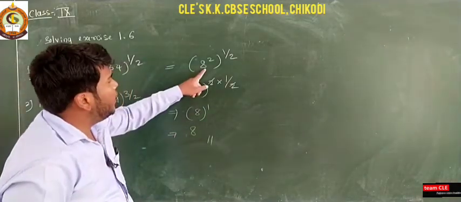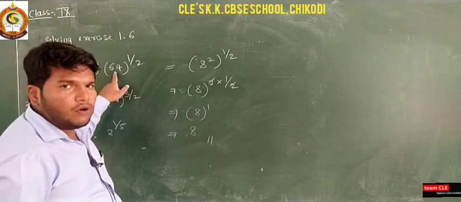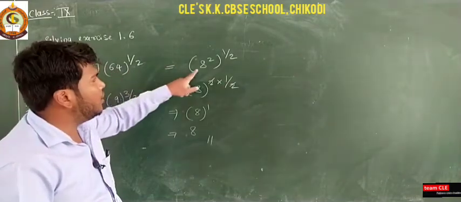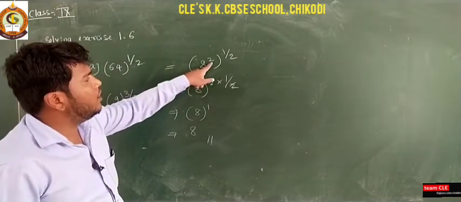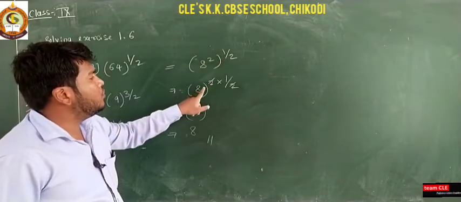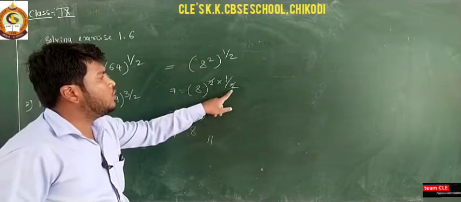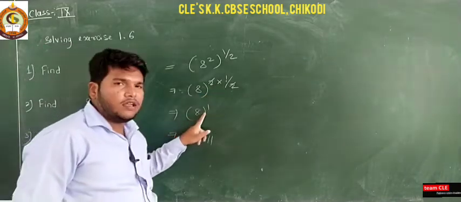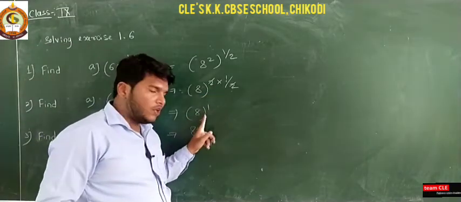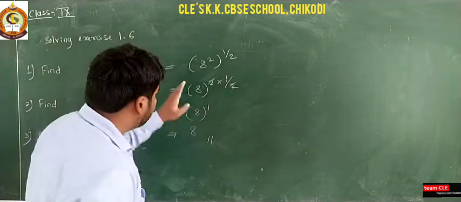First one: it is 64. 64 is a perfect square. Convert to 8 square, 8 square whole raised to 1 by 2. Remove this 2 outside of the bracket. So 8 whole raised to 2 into 1 by 2. 2 and 2 get cancelled. It is 8 raised to 1, and 8 raised to 1 is nothing but 8. So this is the first part.